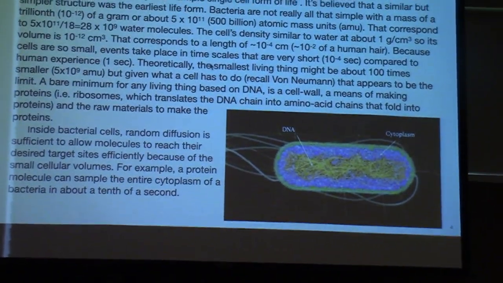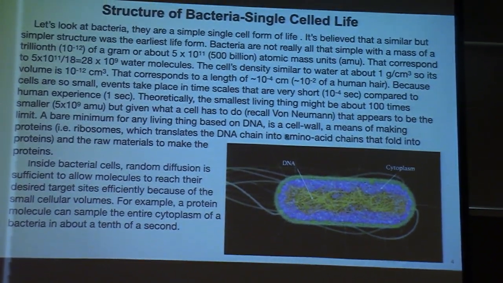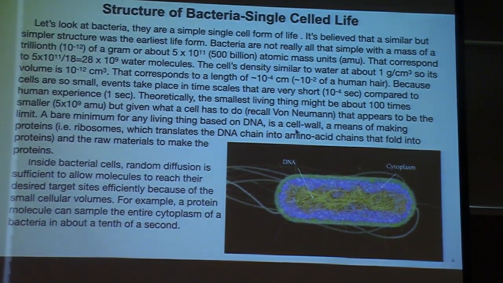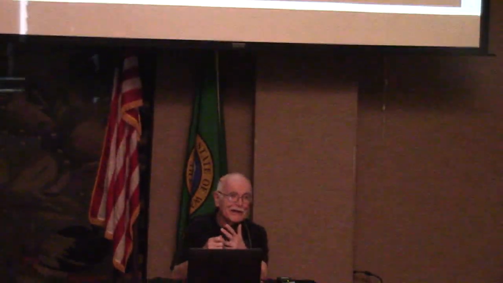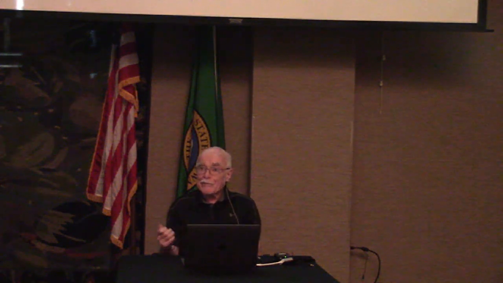The bare minimum for any living cell, based on DNA, as most everything that we know of is, is a cell wall. That's a means of defining what the cell is. A means of making proteins. There'll be these things called ribosomes, which, if you remember thinking back to what von Neumann told us, that any creature that was capable of reproducing itself had to be able to do. It had to carry a blueprint of itself. It had to have the capability of reading that blueprint. It had to have the capability of executing the blueprint. And it had to be able to make a copy of the blueprint to pass it on to the next cell.